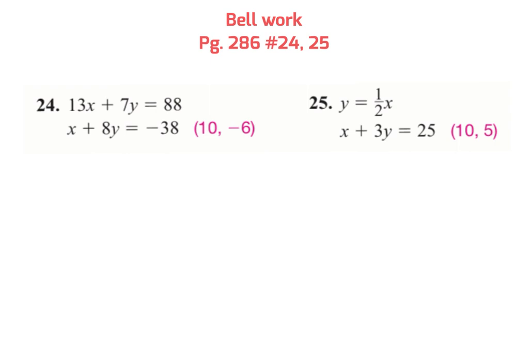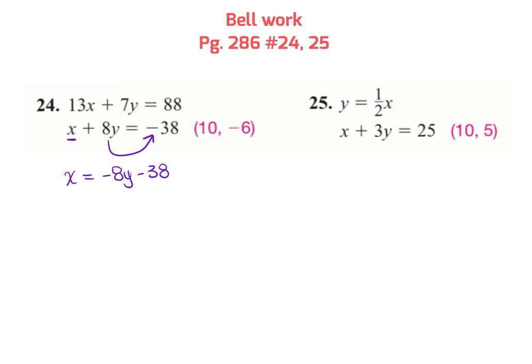When we're solving by substitution, we want to get a variable by itself. For this first problem, there was no variable completely by itself, but there is one easier to get, which would be this x right here. So I'm going to move the 8y over. So this equation will now be x equals negative 8y minus 38. All right. So far, so good.